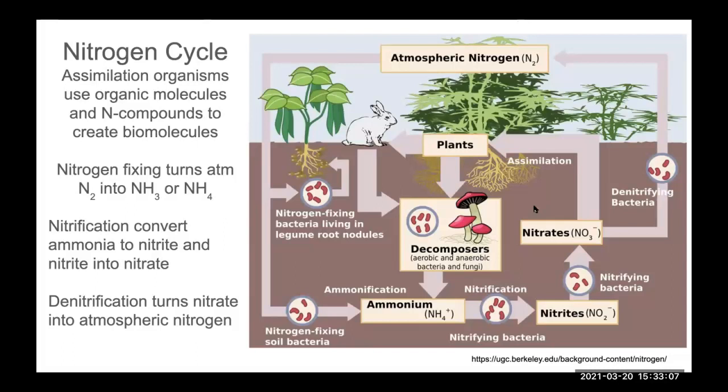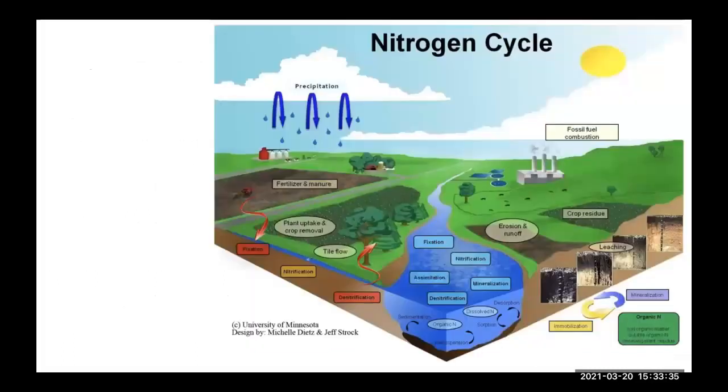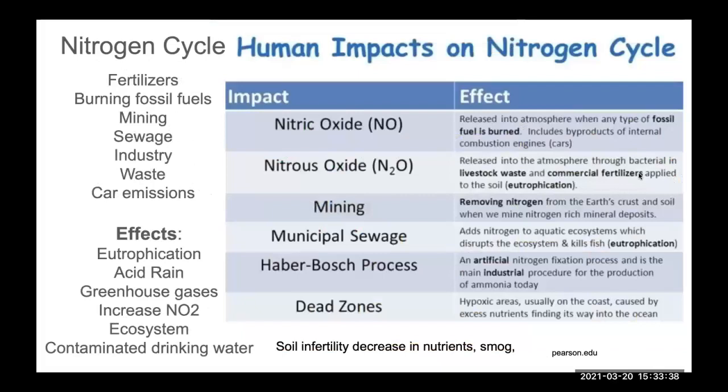Assimilation uses the organic molecules and nitrogen compounds to create lots of biomolecules. Nitrogen fixing turns the atmospheric nitrogen into ammonia or ammonium. Nitrification converts that ammonia into nitrates and nitrites. And then denitrification turns nitrates into atmospheric nitrogen. So that's the part of the cycle you want to focus on, how those things convert between one form and another. So how does the nitrogen cycle impact humans?